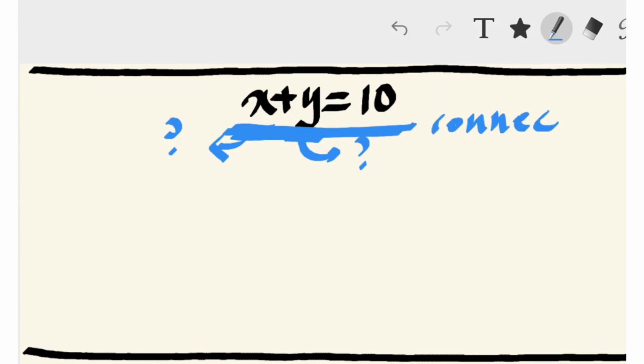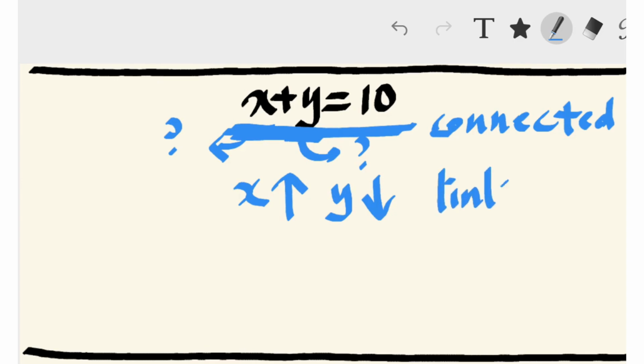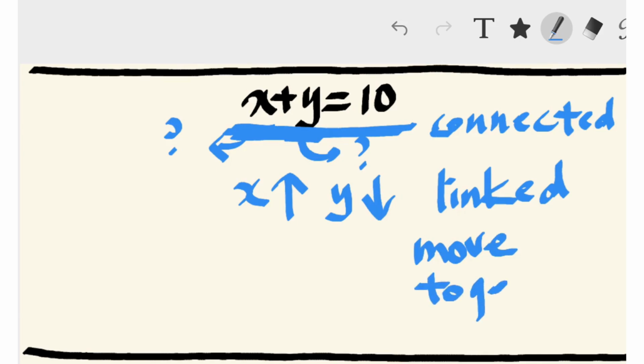If x goes up, y must go down. If x becomes bigger, y becomes smaller. They are linked. This is what variables really do. They move together.